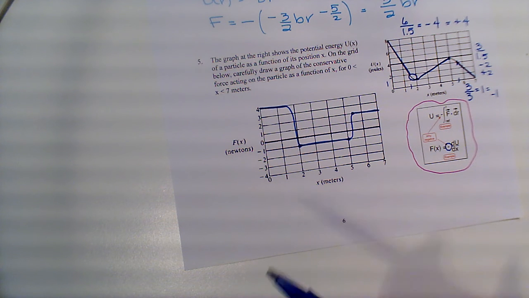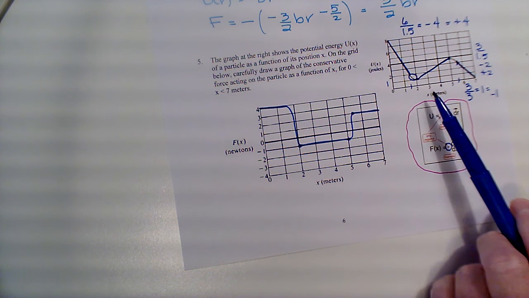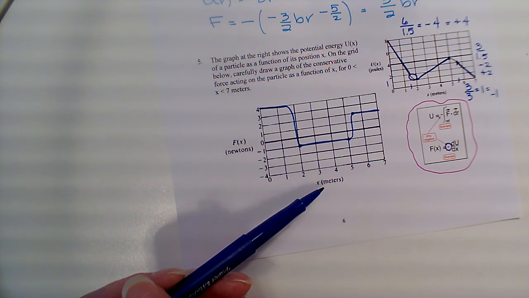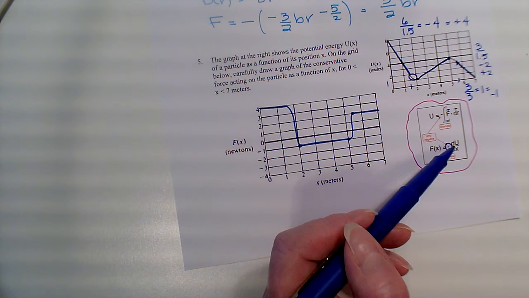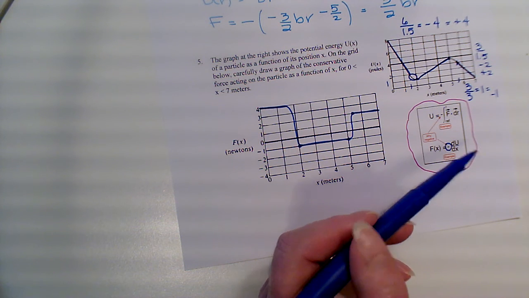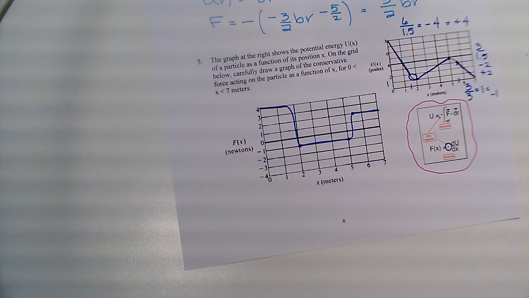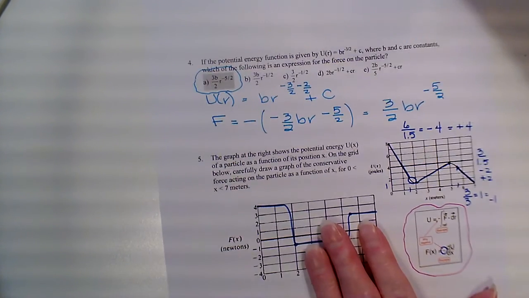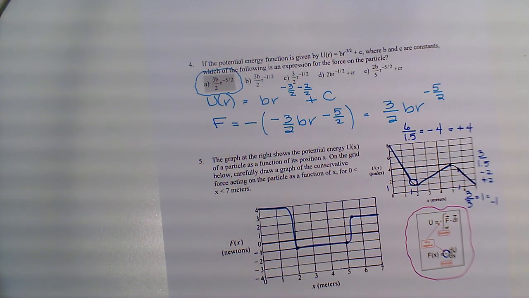But again, if you have potential energy in displacement, you can sketch the force versus displacement graph just by knowing that the force is equal to the negative slope of the potential energy curve. All right, let's then go up to number 3. I like number 3 because it's, I'll say, a different approach.